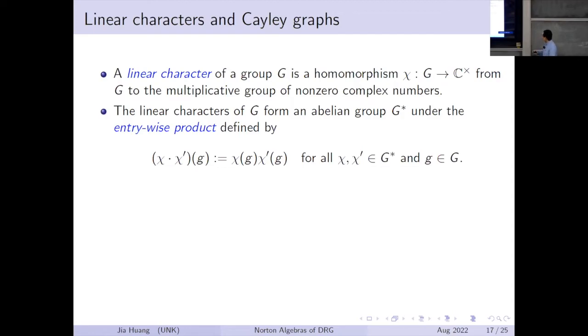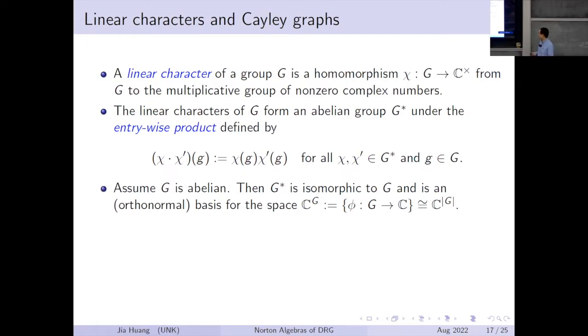and then you can look at the group of all these linear characters defined by this entrywise product, and that's like the dual group of G. And when G is an abelian group, these two groups are actually isomorphic to each other, and they actually form a basis for the space C^G. It's not R^G; we have to allow complex numbers.